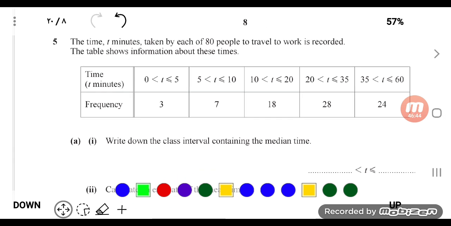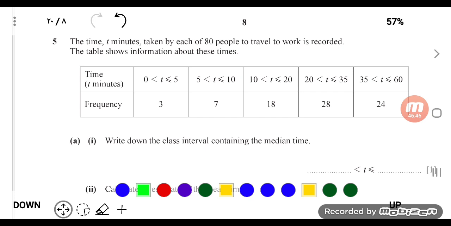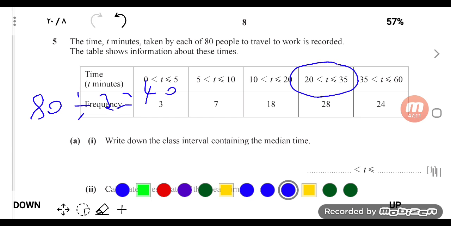Class interval containing the median, we divide 80 by 2. Median means middle value. So 80 divided by 2, you get 40. So now you count 3 plus 7, 10, plus 18, 28. Clearly, the value number 40 lies in the interval from 20 to 35. So you write here 20 and here 35.